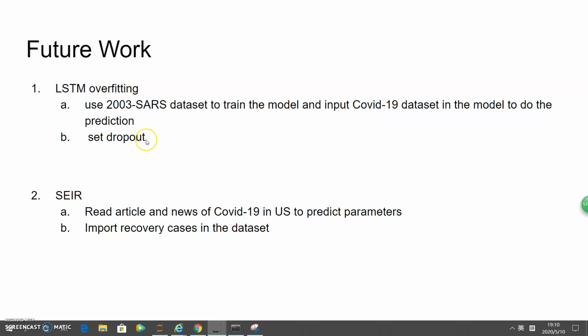Second, we may set the dropout. For the SEIR model, we will read some articles and news about coronavirus in the US to predict our parameters and import recovered cases in the dataset.